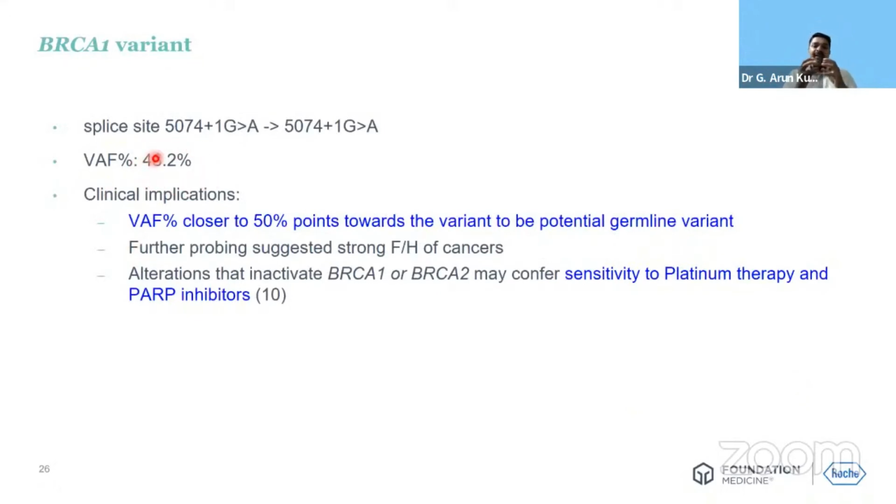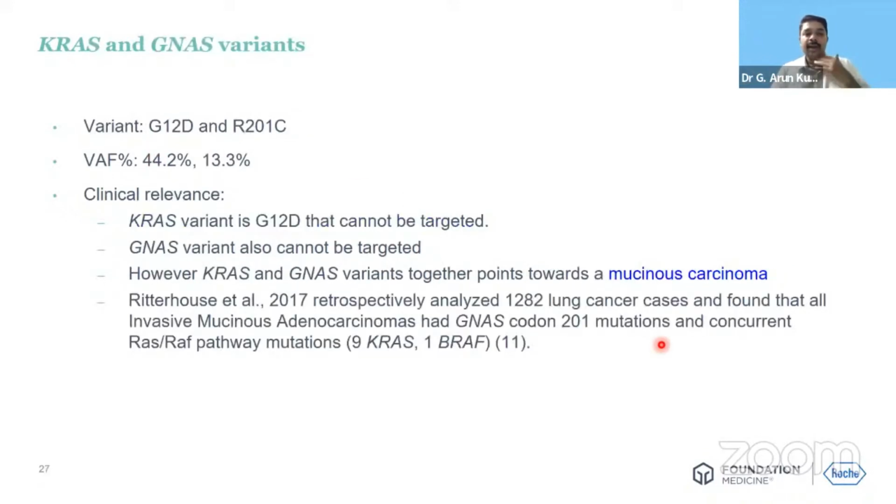Whenever the variant allele fraction, especially in genes like BRCA, is close to 50, it is suggestive of a germline origin. After we saw this, we checked with the patient, who did have a very strong family history of cancers, so further confirmation of the germline nature is being tested. And as we know, whenever a patient has a BRCA mutation, it is sensitive to platinum or PARP inhibitor therapies. Interestingly, the patient also had KRAS and GNAS variants.